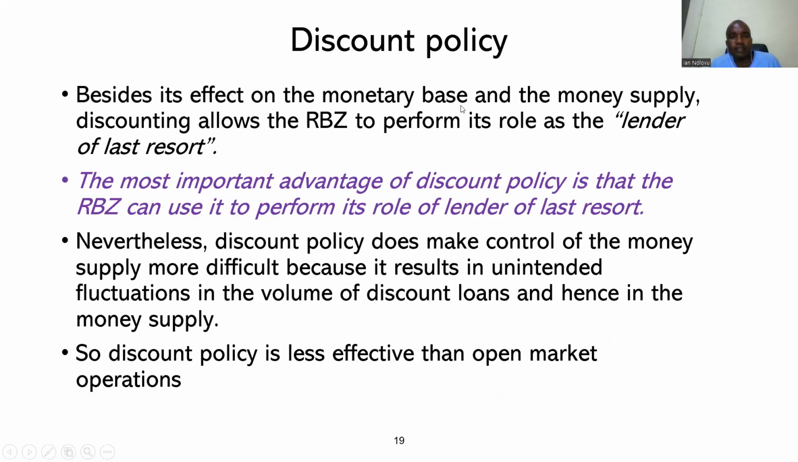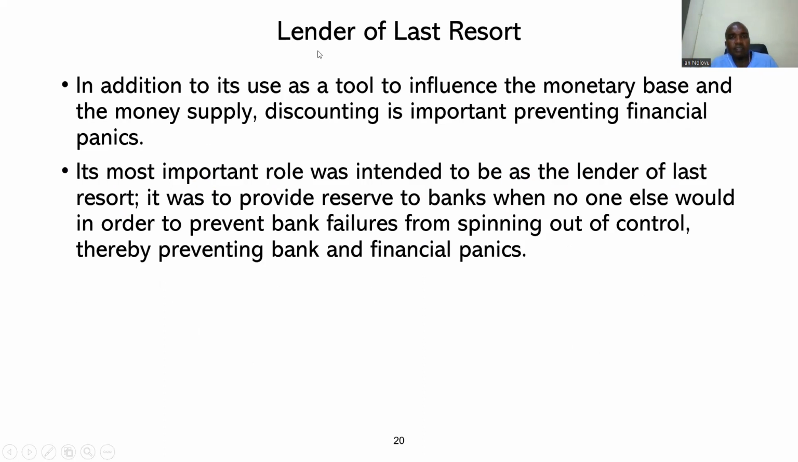Besides its effects on the monetary base and the money supply, the discounting allows the Reserve Bank to perform its role as the lender of last resort. The most important advantage of the discount policy is that the RBZ can use it to perform its role of lender of last resort, especially if there is tight liquidity in the money markets or in the banking system, to stave off an unfortunate situation like a bank run or any other situation which may cause instability in the financial sector.